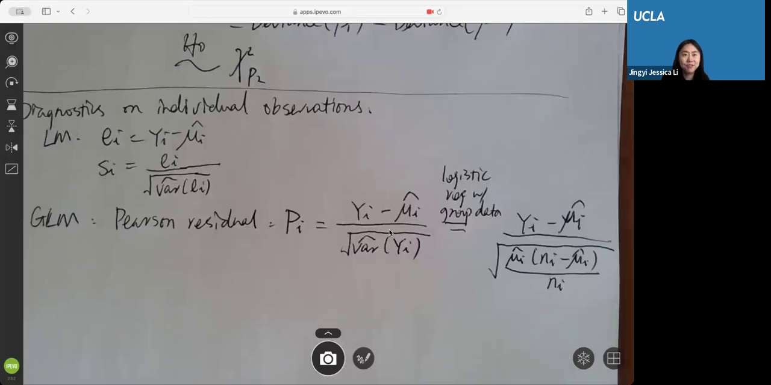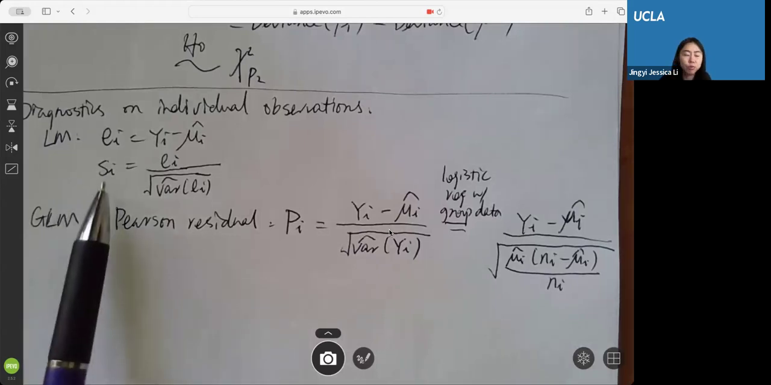Yeah, it's basically the variance formula for yi, given the binomial distribution. Because the binomial distribution's variance is ni times pi times 1 minus pi, and we're just plugging in the hat. That's it. Okay, that's the Pearson residual.